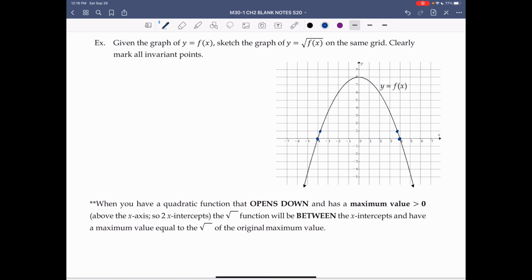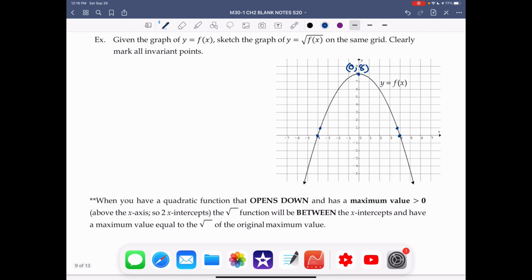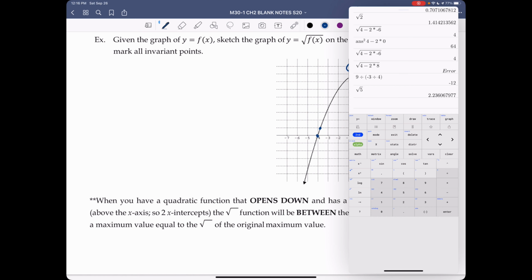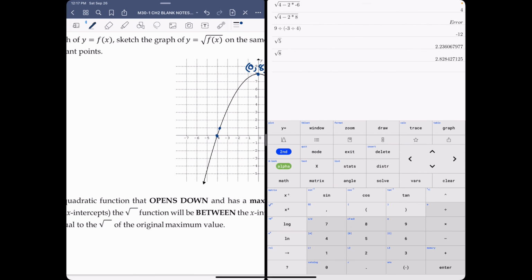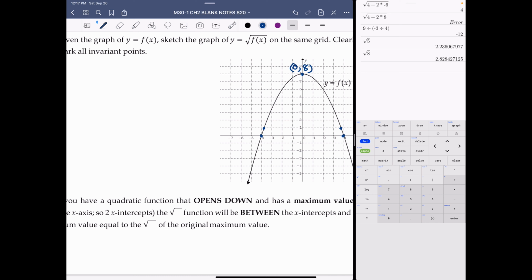To get some other points that can help us to graph, we can, again, take the square root of some values. So up here, our vertex is at 0, 8. We can take the square root of 8. Square root of 8 is 2.82. So dropping straight down from 0, 8 to 0 and about 2.8 would be about there.